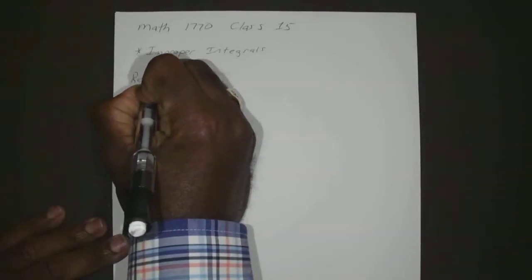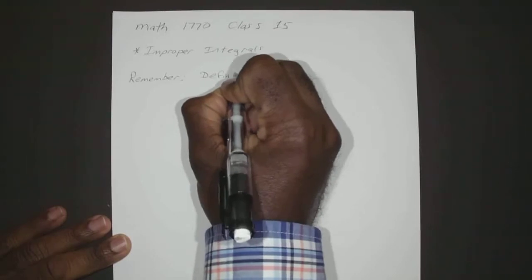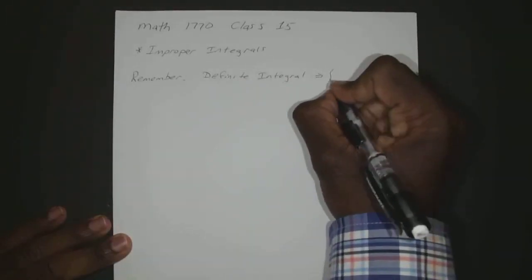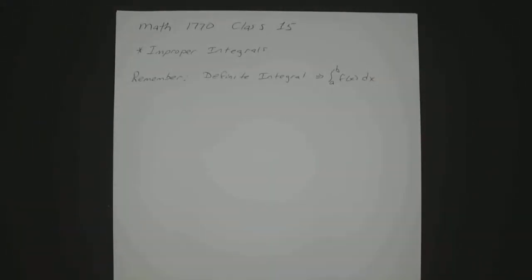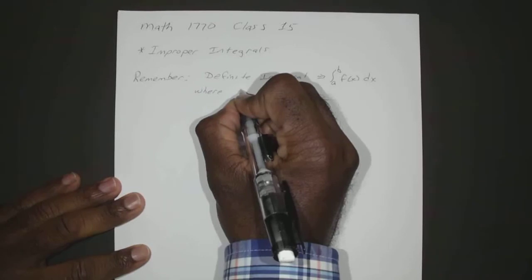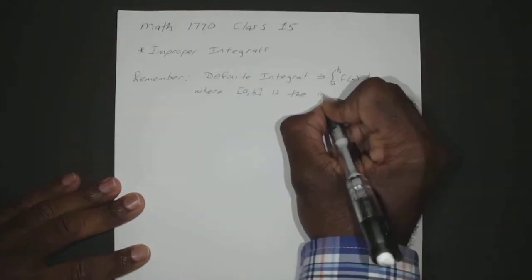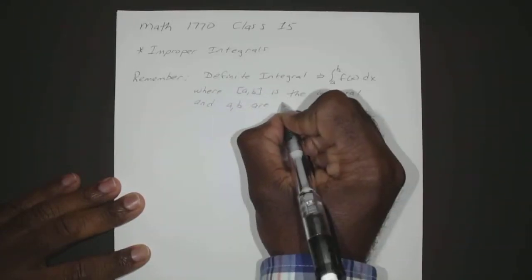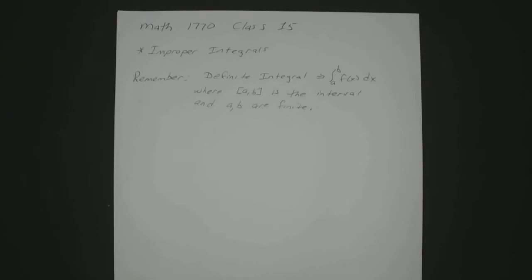Okay, so if you remember, the definition of a definite integral is the integral from a to b of f of x with respect to x, where we know a and b are some finite number. You just say a finite interval.